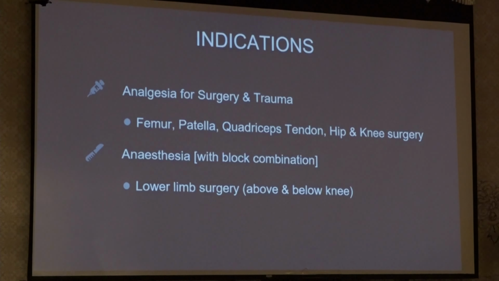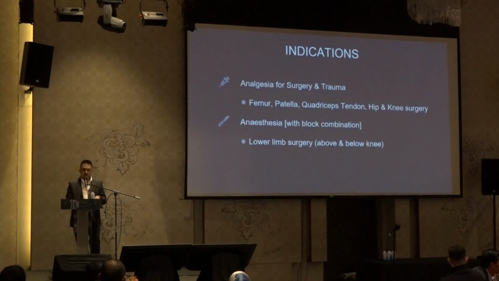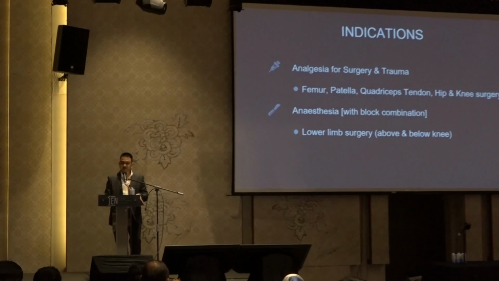As you can see from the image previously, it is a good analgesia technique, either single shot or catheter, for many various surgeries and trauma which involve the femur, patella, quadriceps tendon, as well as knee and hip surgery. However, if you would like to perform this femoral nerve block for surgical anesthesia, it should always be done with a combination of other blocks. If you are to do a below knee surgery, one should combine this femoral nerve block with at least a popliteal sciatic. And if you will perform an above knee amputation, you should always combine it with the obturator and lateral femoral cutaneous nerve.